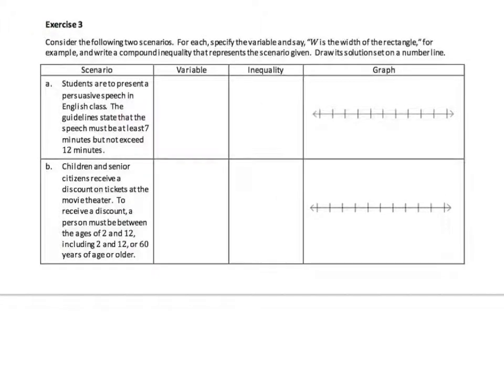Exercise 3. Consider the following 2 scenarios for each. Specify the variable and say, for instance, W is the width of the rectangle, for example, and write a compound inequality that represents the scenario given. Draw its solution set on a number line.